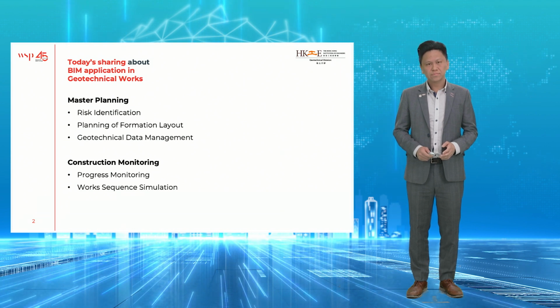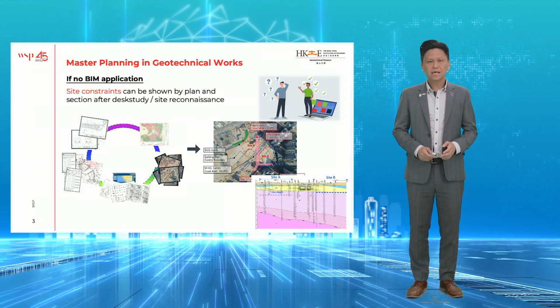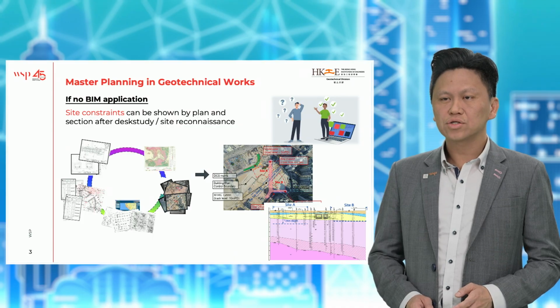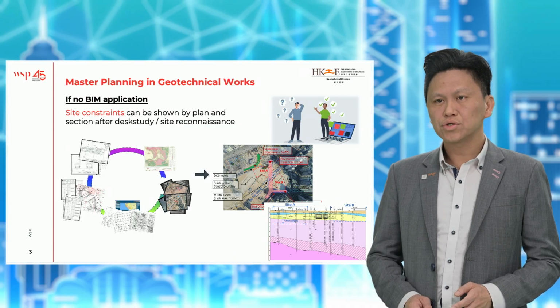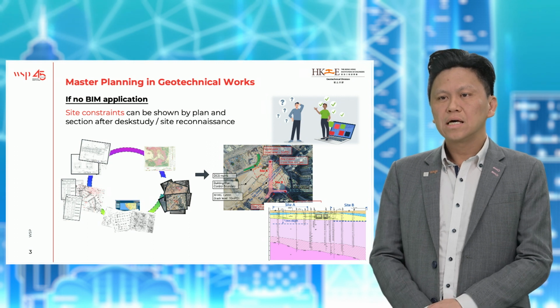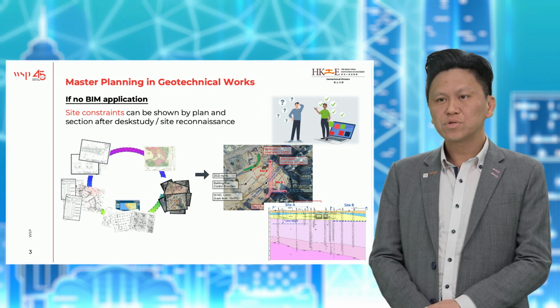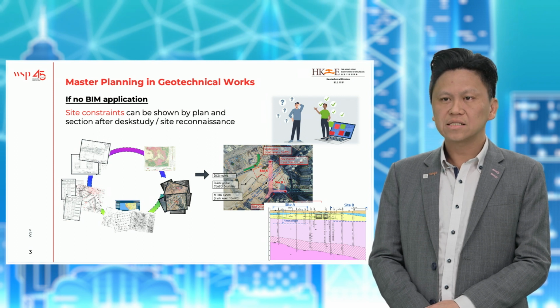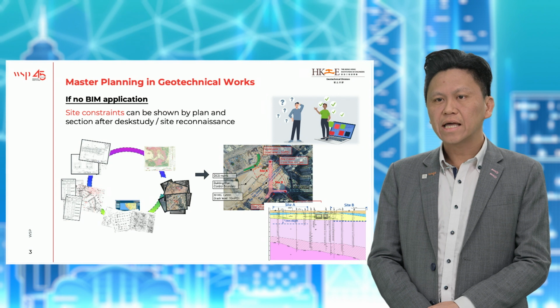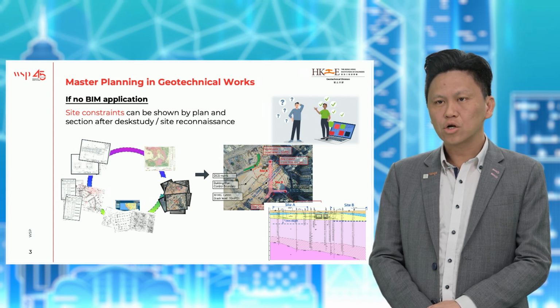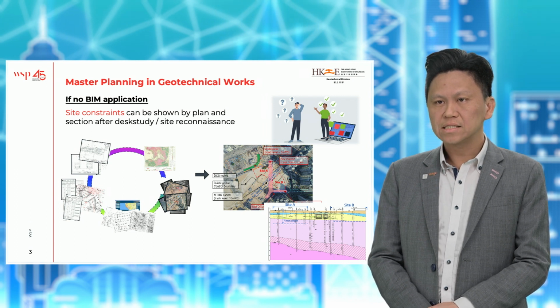In master planning, identification of site constraints and potential risks is crucial for project development. If there is no BIM, engineers will summarize the site data by using plans and sections after their desk study. Sometimes clients or stakeholders who have no engineering background may not fully understand what the problem is due to the constraints by only reading the plan, section, or summary.